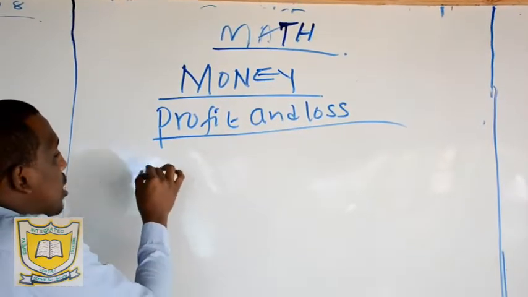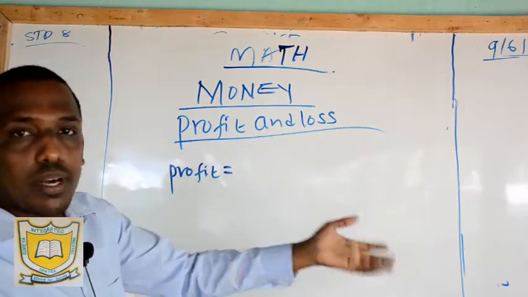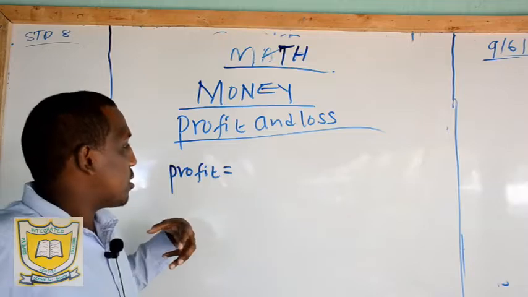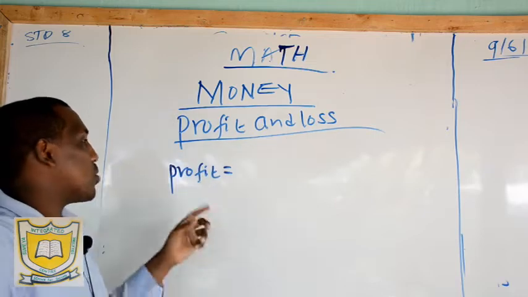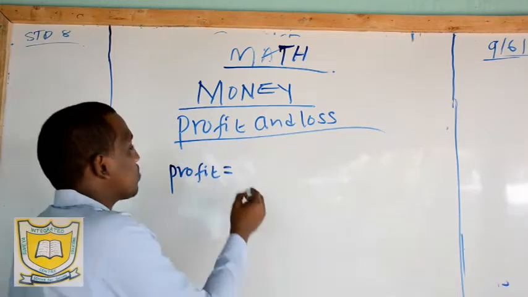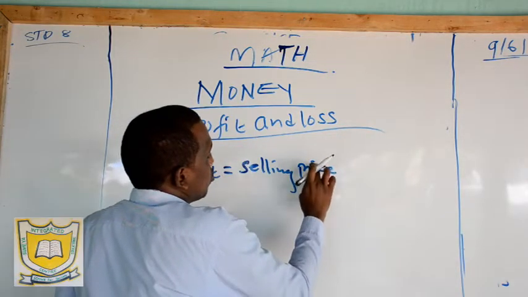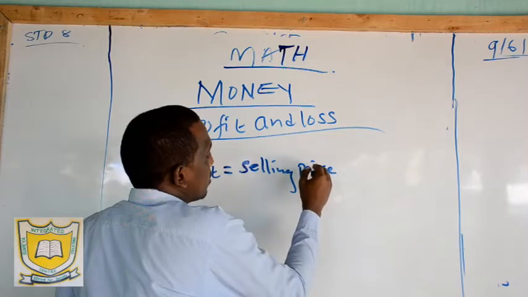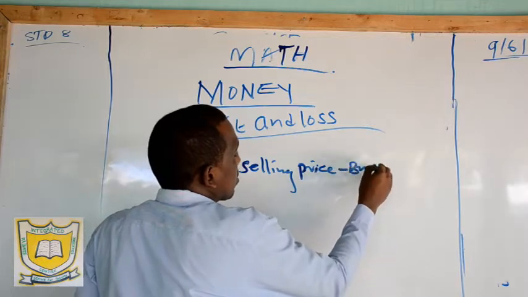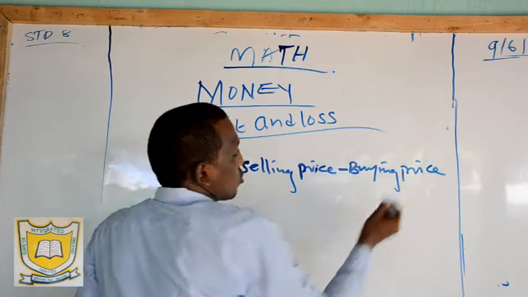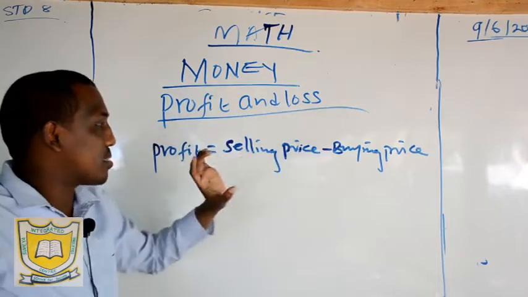So how do we get the profit? For example, you went to the market, you bought a goat, then you sold it. Sometimes we make a profit, and sometimes we get a loss. So how do we get the profit? Profit is equal to selling price minus buying price. So that's how we get profit.